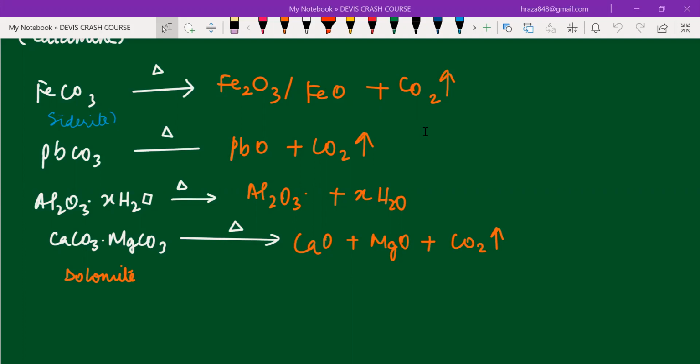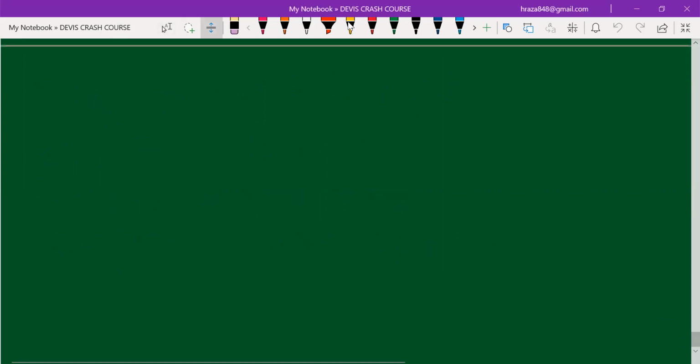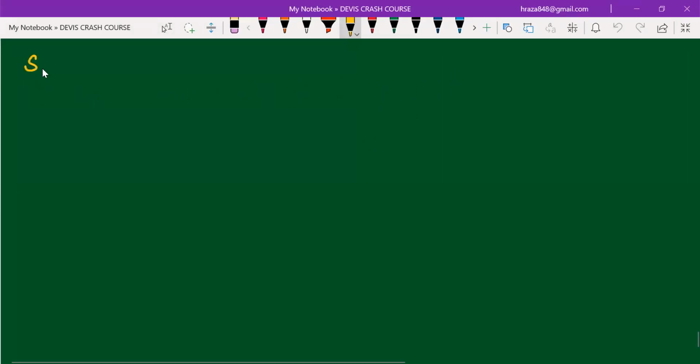Dolomite, yeah. Now there is another, that is smelting. What is smelting? Have you studied today about this? No. Okay. Let's see what is smelting.